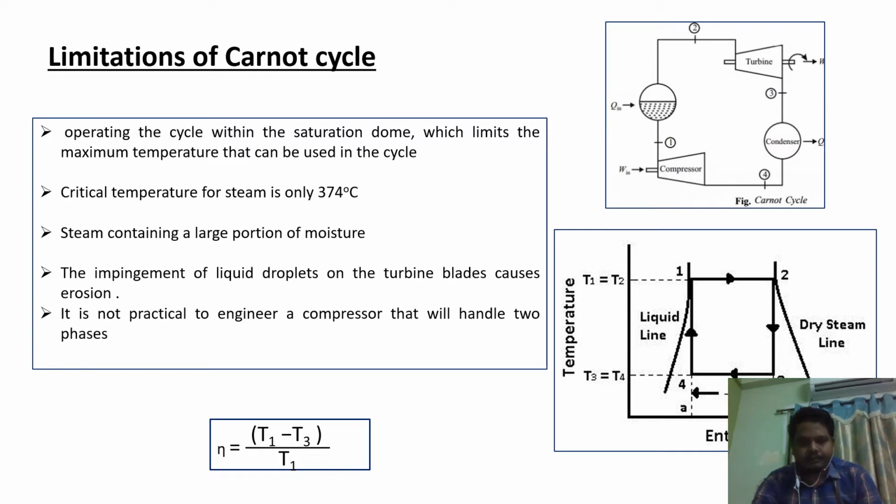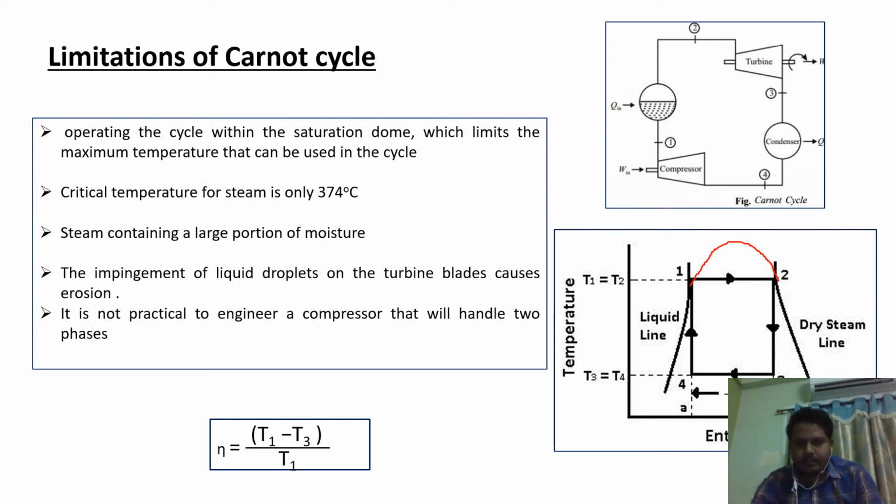Now, if you observe this TS diagram carefully, see the whole process 1, 2, 3, 4, 1. The total Carnot cycle is inside this dome. So the problem is the efficiency. The Carnot cycle efficiency is (T1 minus T3) by T1. If we increase T1, we can increase the efficiency.